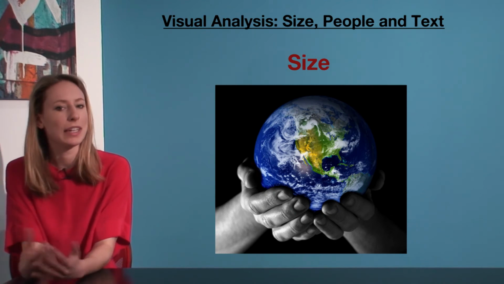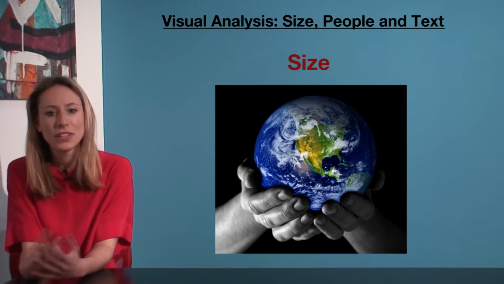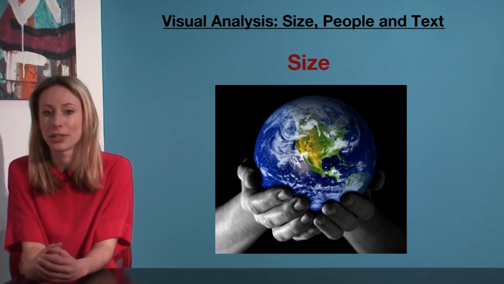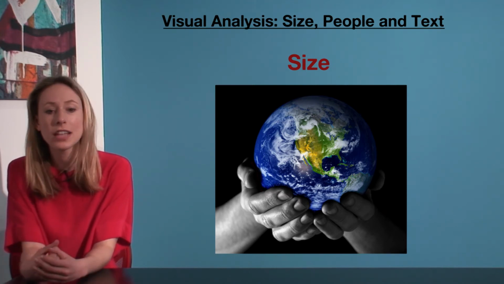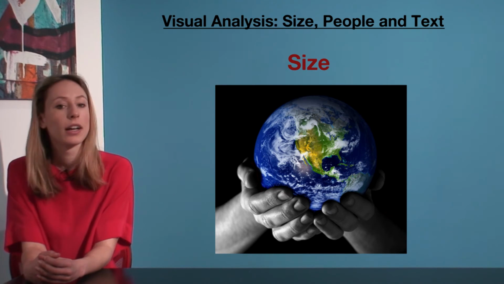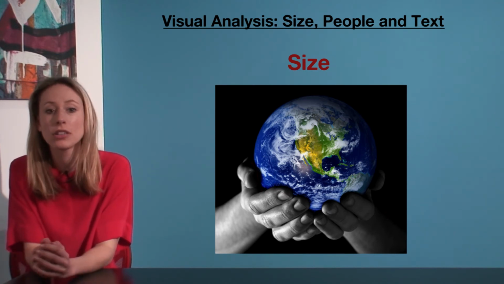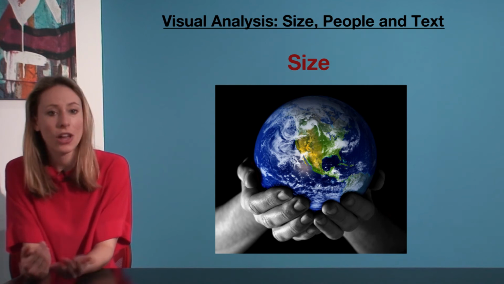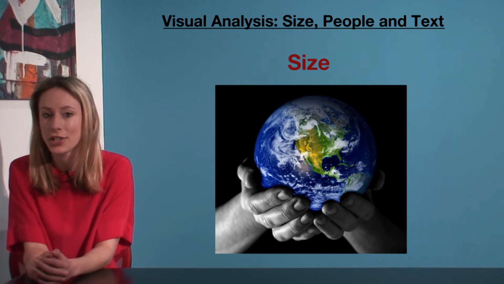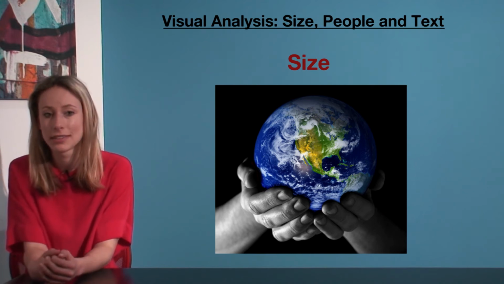Take for example this image, which is similar to what appeared in the 2010 exam. Obviously, the Earth dwarfs a pair of hands in real life, but in this image, a size reversal has taken place. This is used to demonstrate the power that humans have to change the Earth. Currently, the hands are gently cradling the Earth, but they could just as easily crush it or drop it. In turn, this leads readers to the writer's contention that humans hold immense power over a relatively fragile planet.